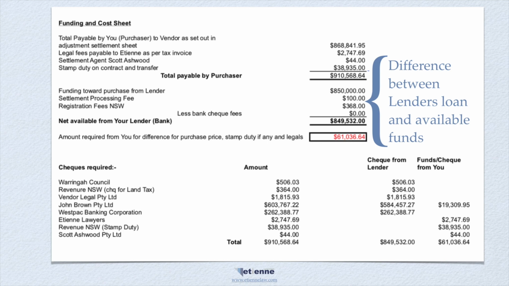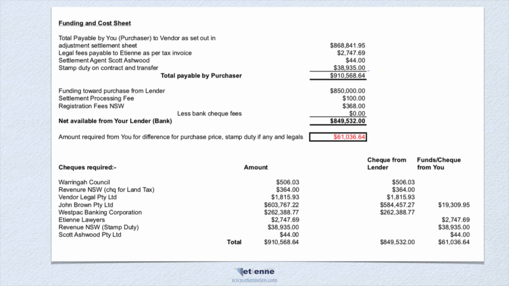You can see the amount the lender is providing and how it will pay the money at completion. These are shown by the checks required, and you can see how we have the lender draw checks, and the checks or amounts of money that you need to provide are on the far right of the funding cost sheet. If you do not understand a settlement sheet, you can be confused by seeing checks drawn to councils and other third parties. As can be seen from the funding cost sheet before you, there's a large check to be drawn for John Brown Proprietary Limited.